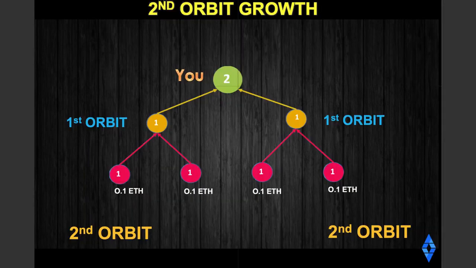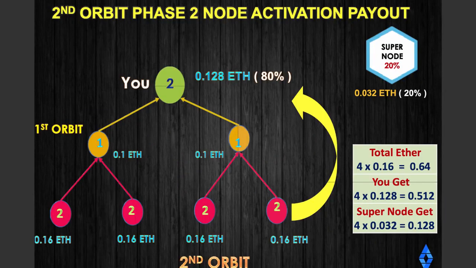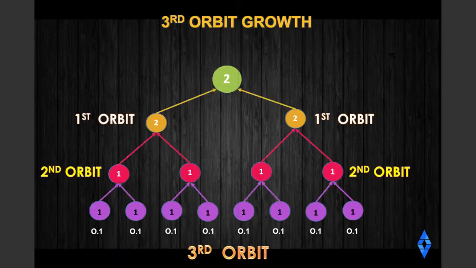What happens next is the growth of your second orbit. That is, 2 new nodes will be created from the 2 nodes in your first orbit. In this slide, we shall see the payout that happens after they are created. A total of 0.64 Ethereum will be generated from the 4 nodes in your second orbit. That is, 0.16 Ethereum from each node. From that, you'll get a total of 0.512 Ethereum, that is 0.128 Ethereum from each node. And subsequently, 0.32 Ethereum goes to the supernode.